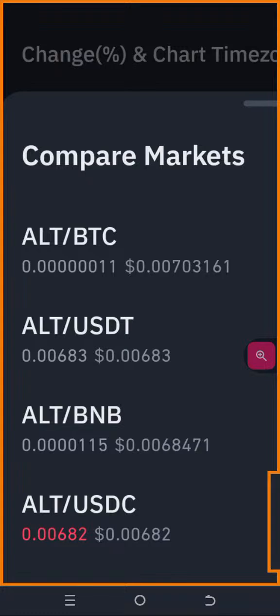Because when you're doing triangular arbitrage, you need to pick the lowest pair. The lowest pair, right? Very, very important. If you're not picking the lowest pair, that means that you're going to get stuck and you're not going to make any profit.